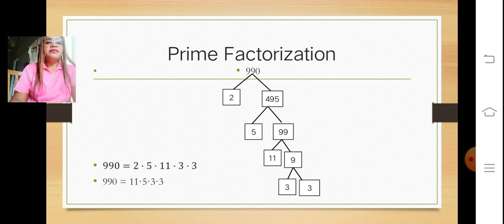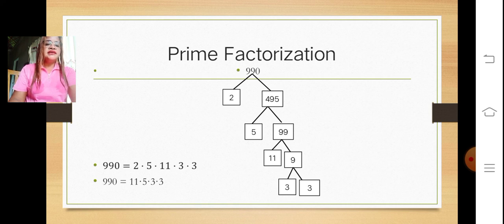The third example of prime factorization is 990. So we break down this 990 into each prime factor. So 990 is divisible by 2. So 990 divided by 2 is equal to 495. Then 495 divided by 5 is equal to 99. Since 99 is divisible by 11, a prime number, 99 divided by 11 is equal to 9.